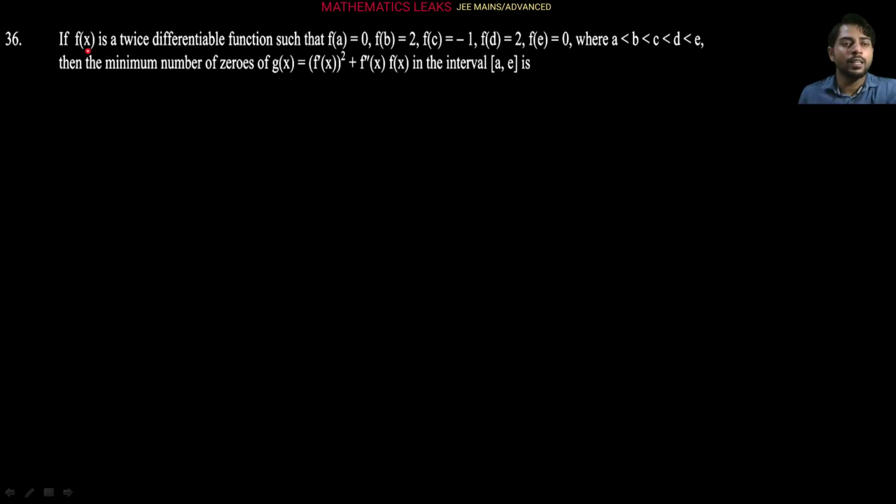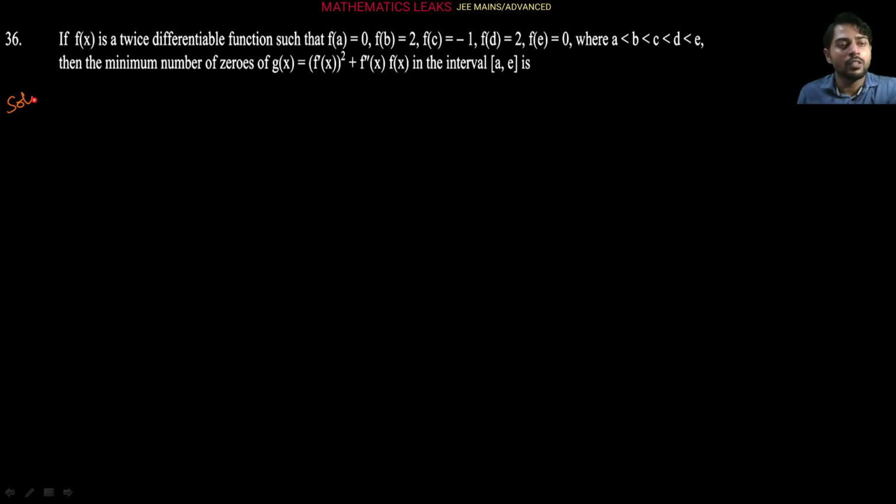Next question is, if fx is a twice differentiable function such that f of a is equals to 0, f of b is equals to 2, f of c is equals to minus 1, f of d is equals to 2, f of e is equals to 0, where a, b, c, d, e are in increasing order, then the minimum number of zeros of gx is equals to f dash x whole square plus f double dash x into fx in the interval closed a to e is.